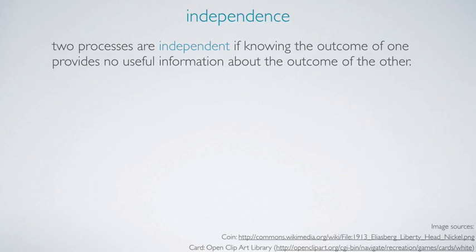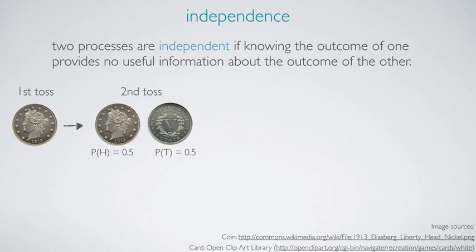Two processes are said to be independent if knowing the outcome of one provides no useful information about the outcome of the other. For example, knowing that the coin landed on a head on the first toss does not provide any useful information for determining what the coin will land on in the second toss. The probability of a head or a tail on the second toss is 0.5, regardless of the outcome of the first toss. Therefore, outcomes of two coin tosses are said to be independent.